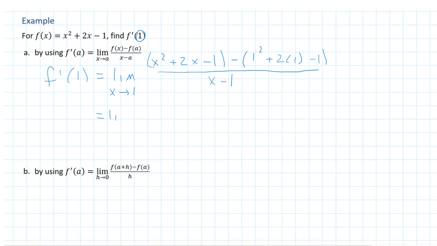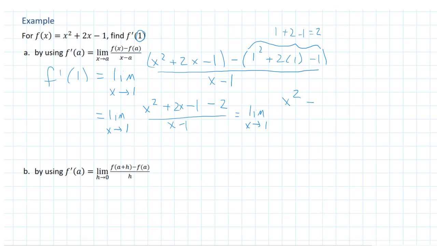Well, this is equal to the limit as x goes to 1 of x squared plus 2x minus 1. Now, this whole thing is going to simplify to 1 plus 2 minus 1, or just a 2. This is going to be minus 2 all over x minus 1. That's equal to the limit as x goes to 1 of x squared plus 2x minus 3 over x minus 1.